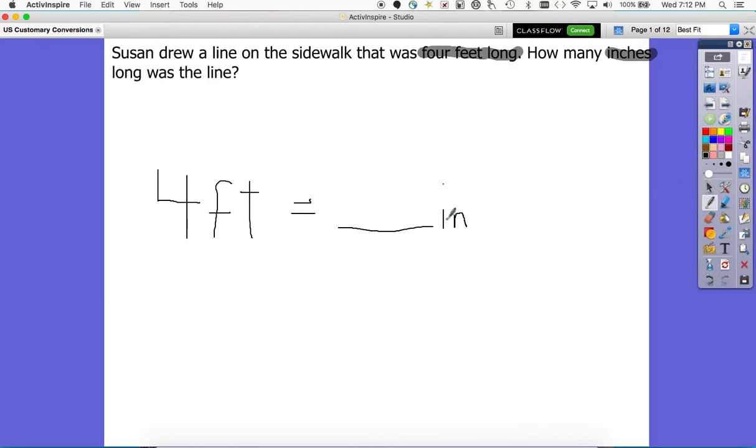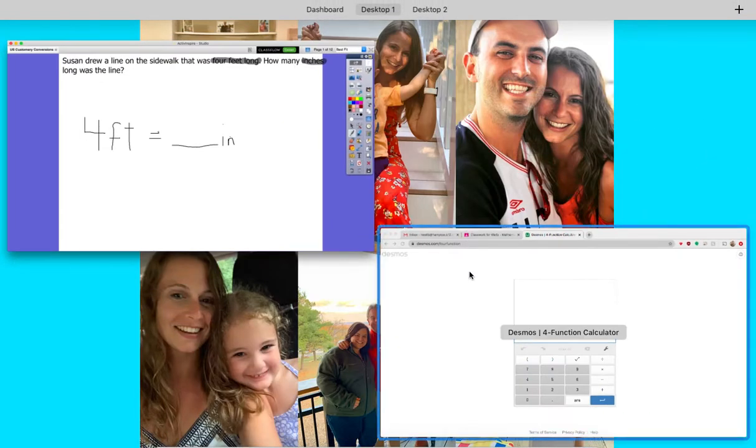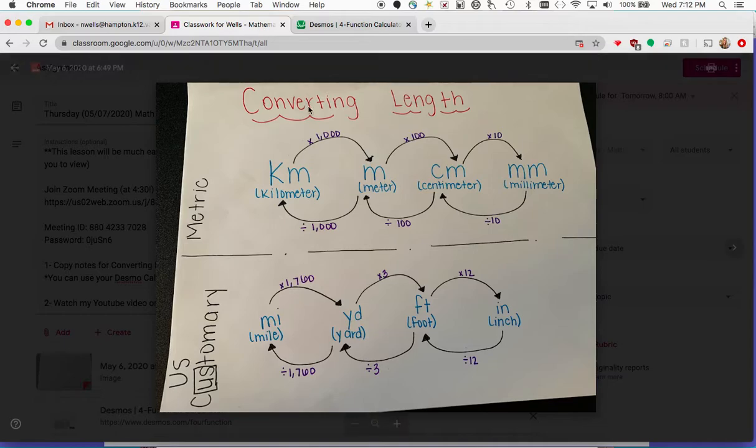All right, I'm now going to flip back to my anchor chart to use that for some help, and I can also use my calculator. So right now I have to go from 4 feet to inches. I'm going to put my mouse on feet, and I've got to get to inches. So I just have to follow the arrow. I have 4 feet. I'm following my arrow. It says times 12, and that will give me my inches.